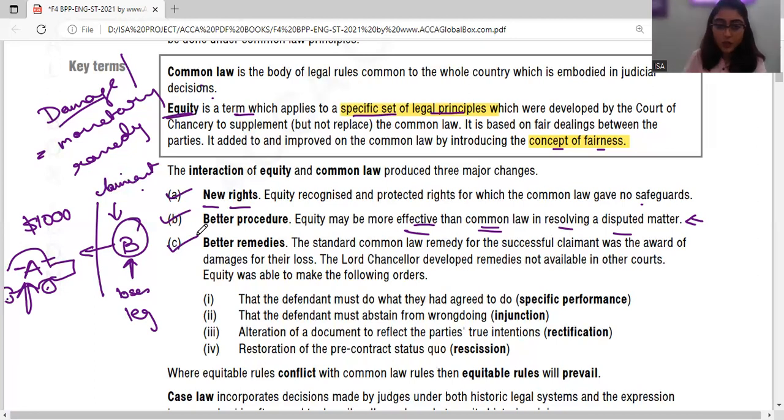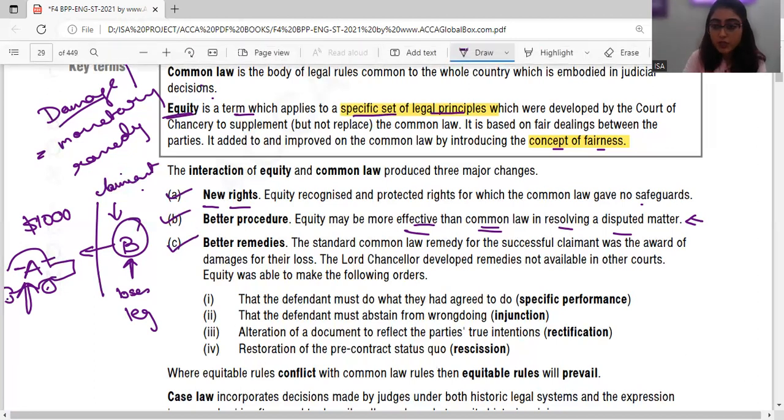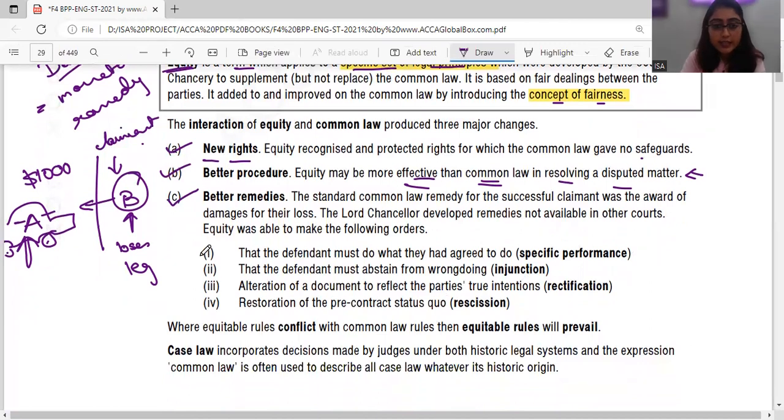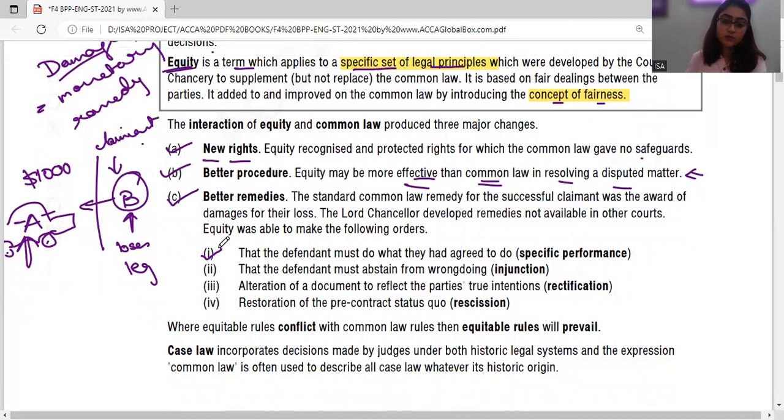Okay, so next, moving on to some terms which we will be looking into. Kinza, please read from here. The defendant must do what they had agreed to do, specific performance. One by one. Equity was able to make the following orders. Now, what does equity have? Equity has a special authority to give the following orders, which have been given special names. Okay, and order number one. What is order number one? The defendant must do what they had agreed to do.